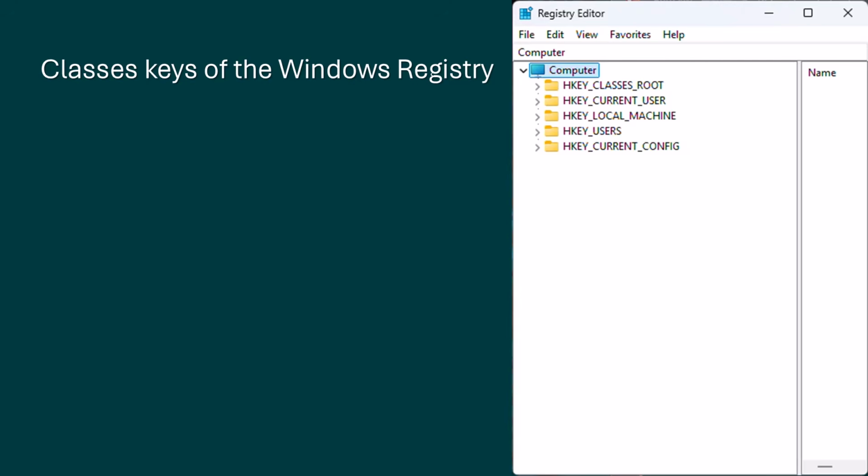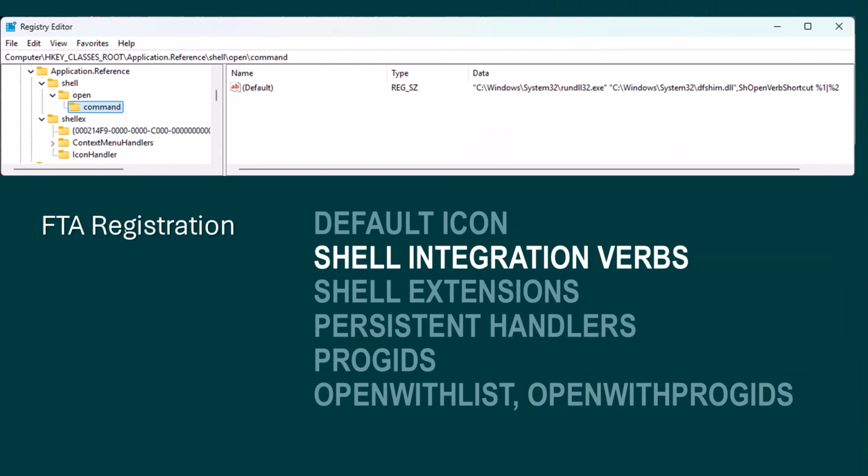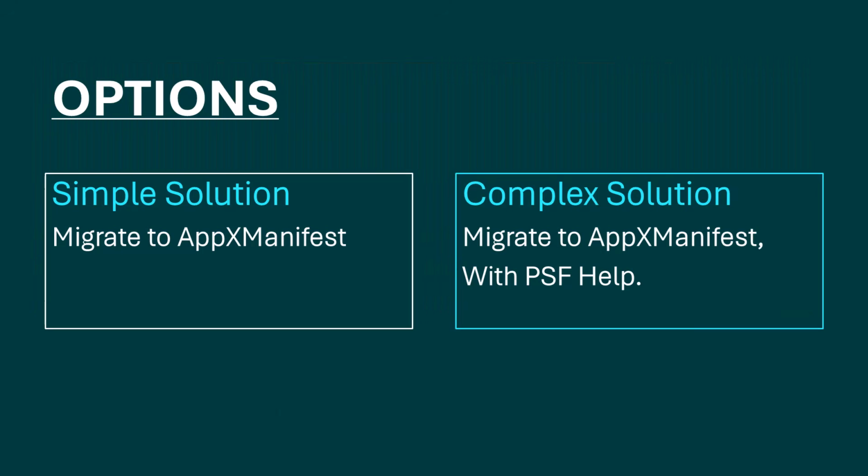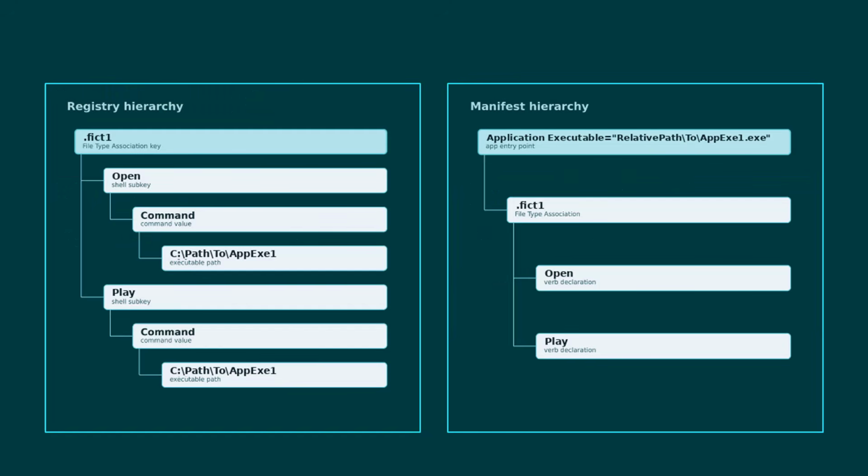Traditional applications register file type association, integration, verb commands in the registry, sort of like this. But in MSIX packages, we no longer define registry entries, but instead we put the information into the AppX manifest file of the package. As we explained, how you do that depends on the complexity of your file type commands and applications. You can review Chapter 5 in more detail for what makes the simple or complex set, but this video is about the simple case.